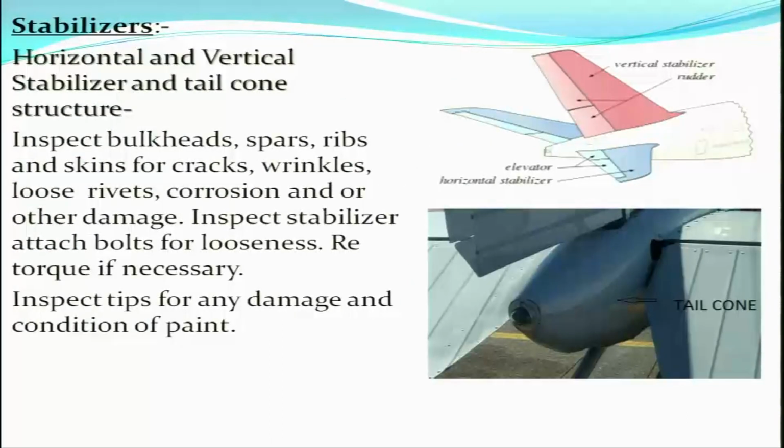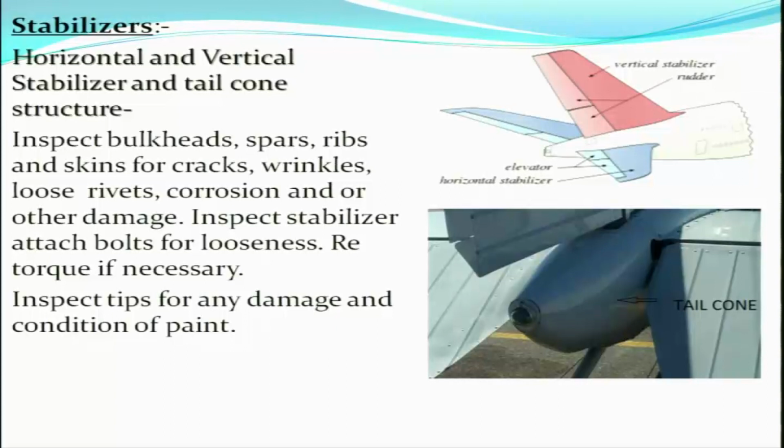Then you come to the stabilizers, the horizontal and the vertical stabilizers and the tail cone structure. In the figure you can see this is your vertical stabilizer, also called the fin, then this is your rudder, this is your vertical tail plane and this is your horizontal tail plane. This is your horizontal stabilizer and the elevators.